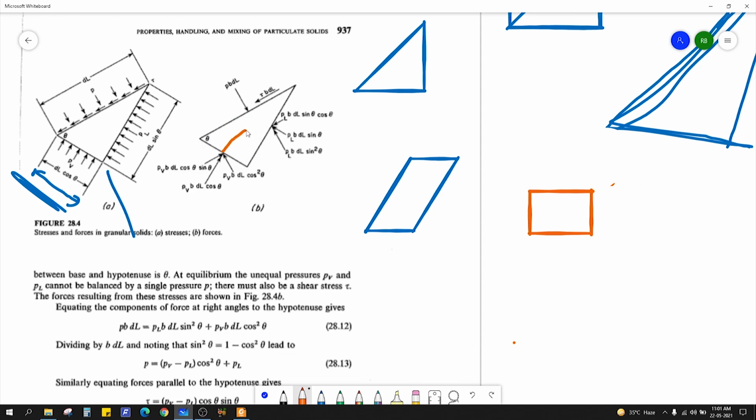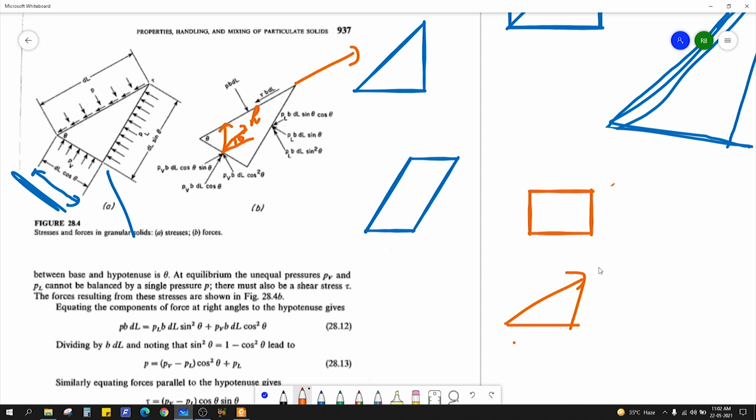Okay, so you have this PV in this direction, applied pressure. Then if you draw a parallel line to this, this will be theta, right? And resolve this PV into its components. So PV cos theta, right? In this direction, parallel to this hypotenuse.